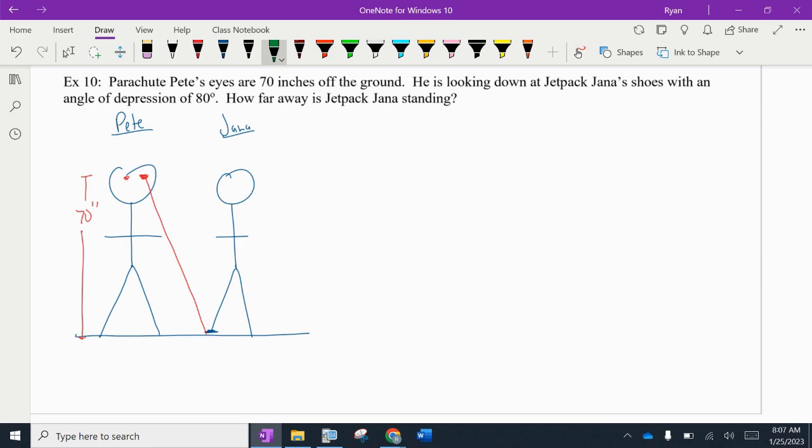So when it says angle of elevation or depression, the angle is formed by the line of sight, which I have drawn in here in red with his laser beam eyes, and a horizontal line. So normally Pete would be looking straight forward. Now he's looking down. Here is our 80 degrees. So angles of elevation and depression are always formed between a horizontal line and the line of sight. This is 80 degrees.